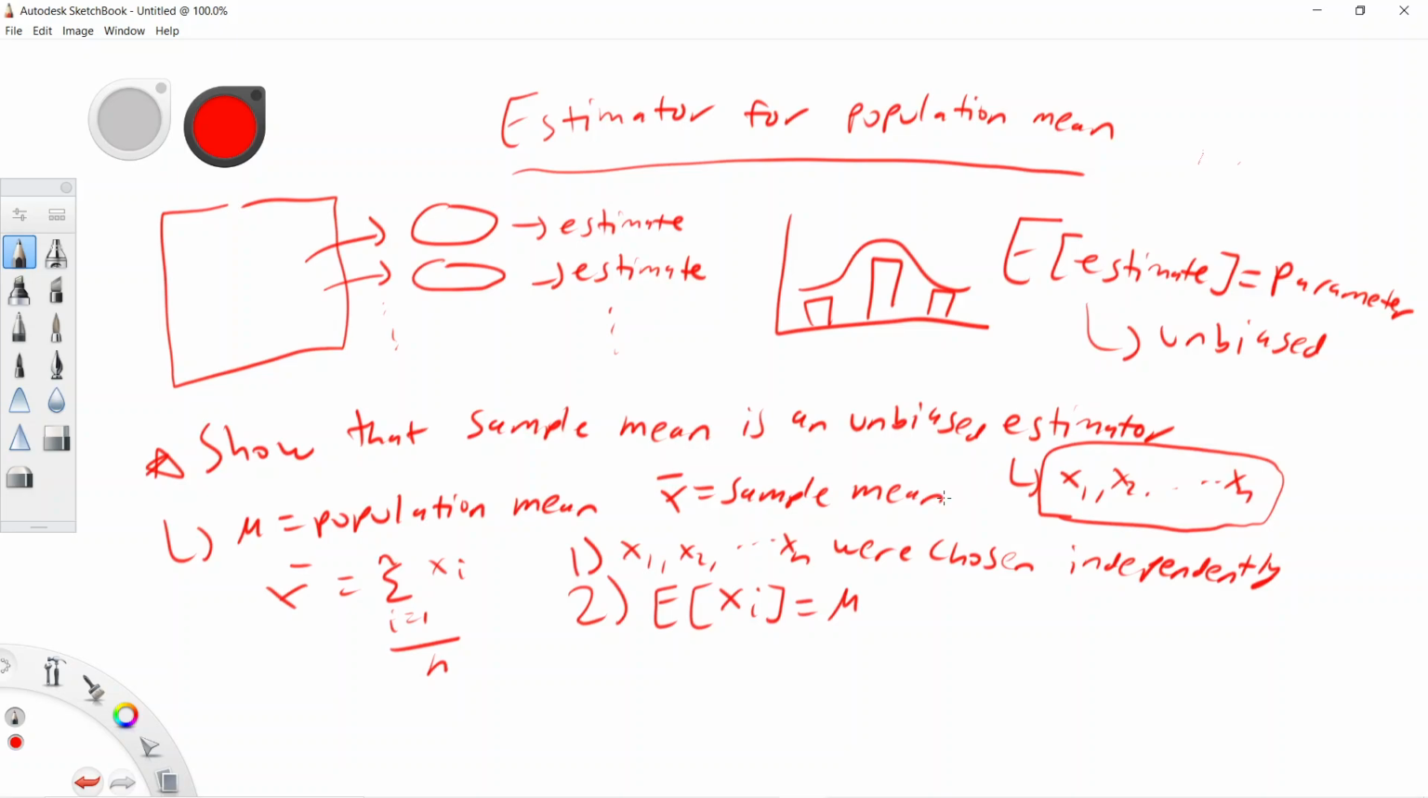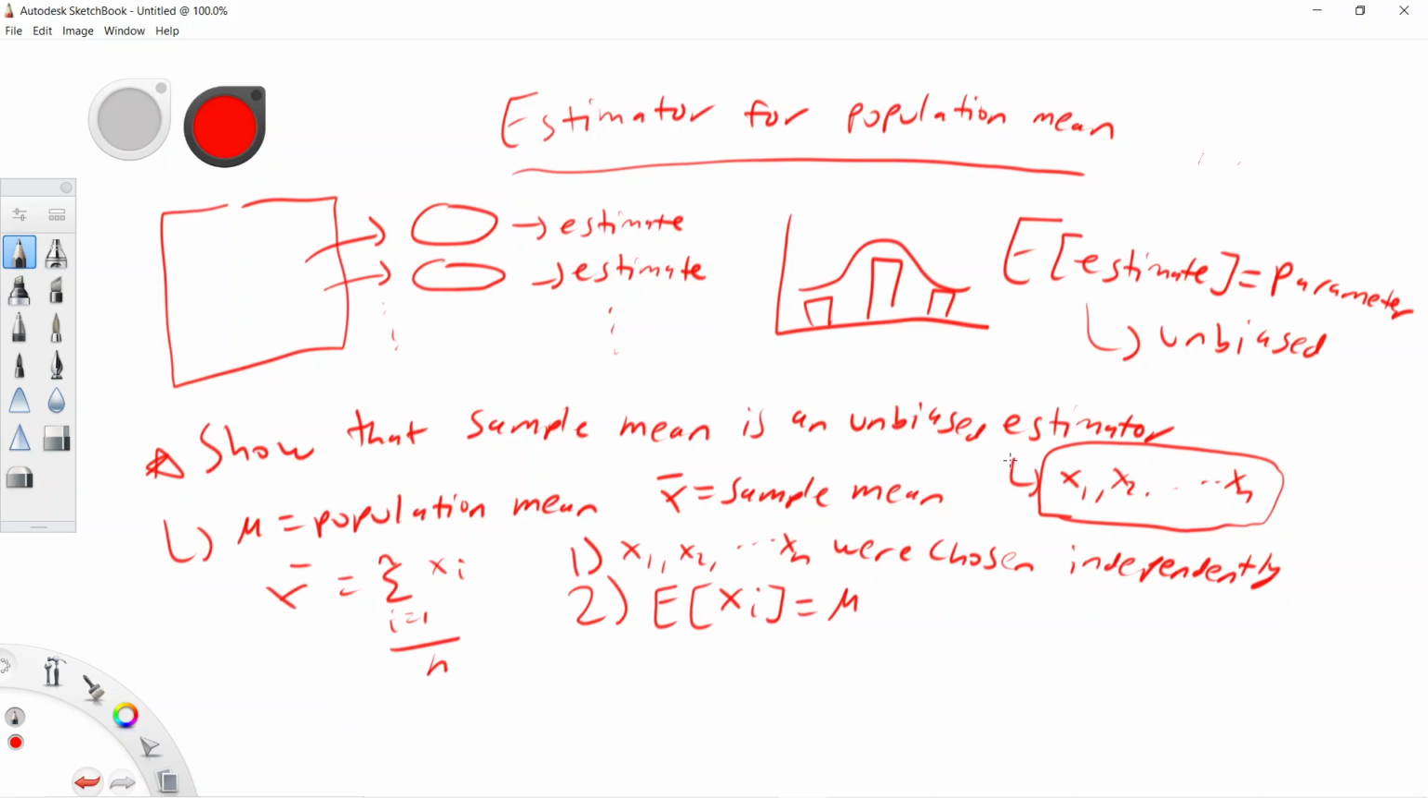We don't know what the value of mu is, but we know that the population mean is a value, and we're going to call that value mu. So when we were asking people about their height, you didn't know beforehand what the height was, but maybe you could take a guess and say, I would probably expect Bill's height in the town to be the average of the residents.